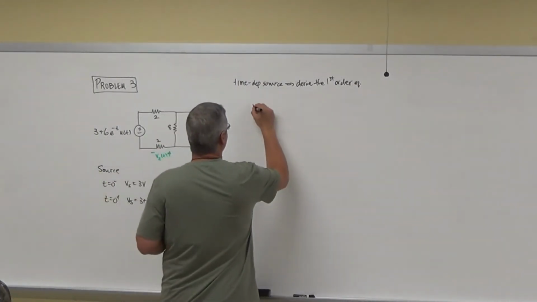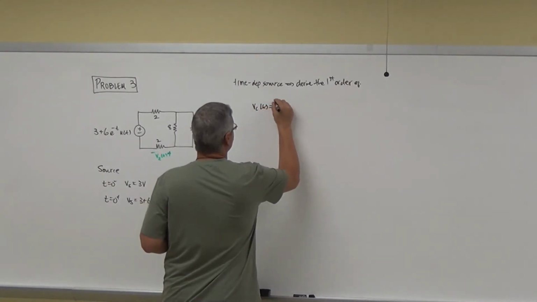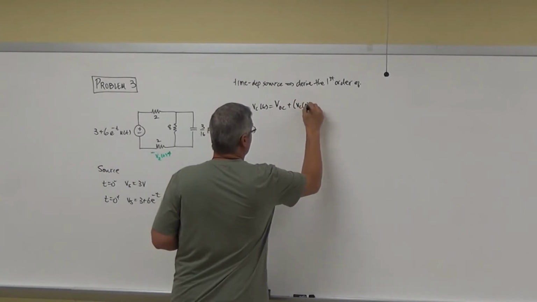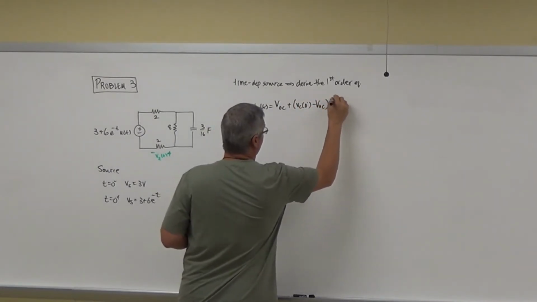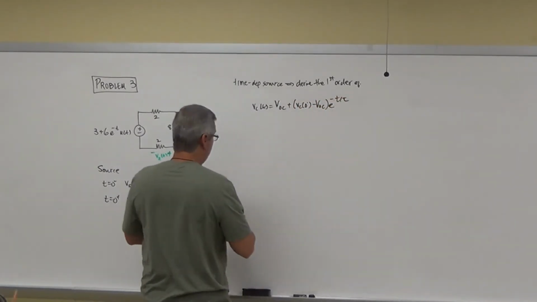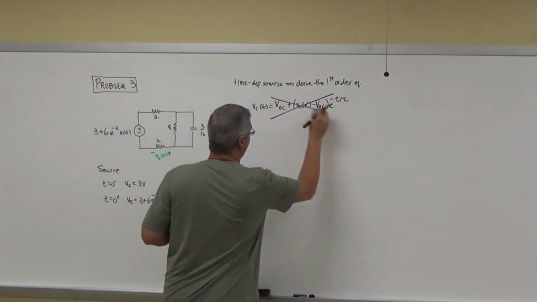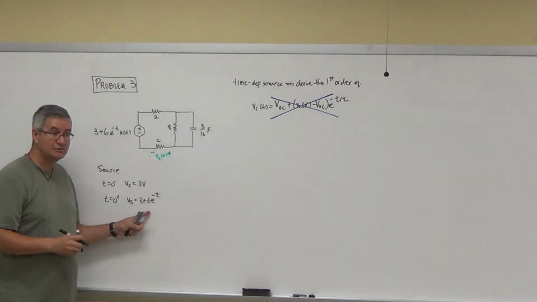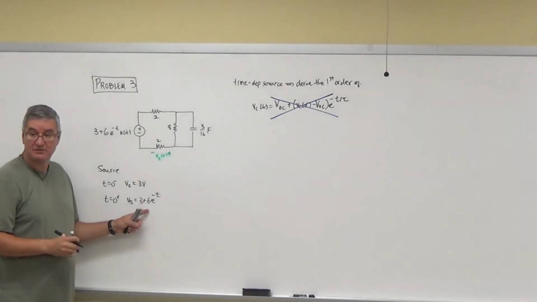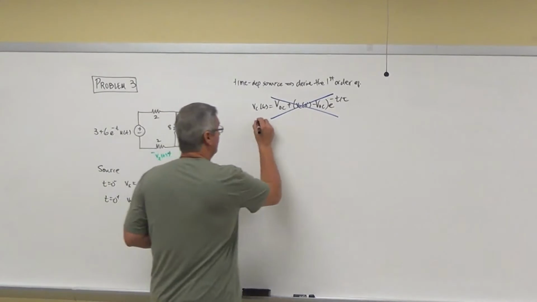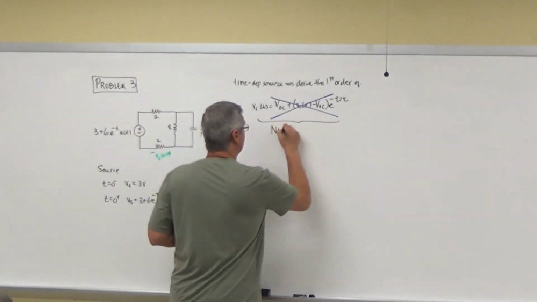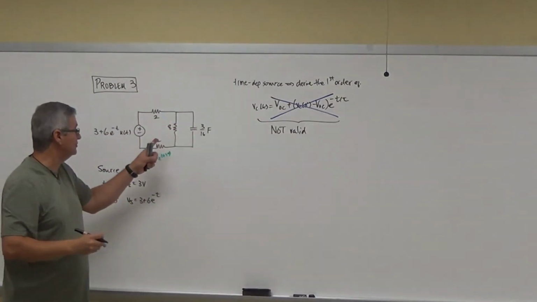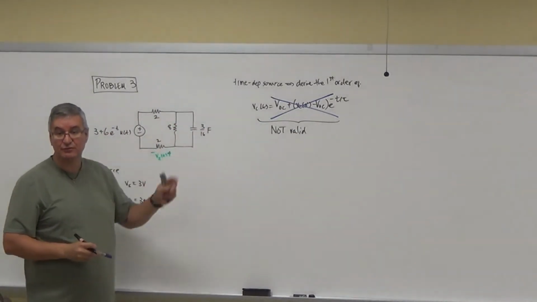I'm going to say this because I saw it on the quiz. They'll go in here and say, oh, I know what this is, I just got to go calculate this guy, because we're talking about a capacitor here. The problem is, this is not valid. It's not valid because I don't have a constant source at 0 plus.